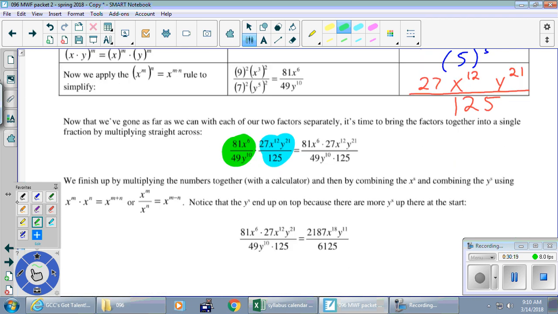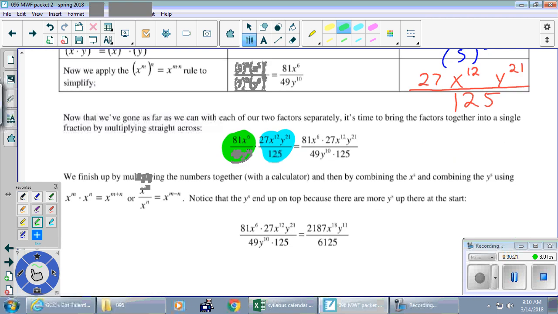Green and blue. Okay, so the green thing here does not look familiar to us, but if you just read and follow the same process we did, you will end up with that. Our red thing is copied right there, 27x^12y^21 over 125. And now multiplying fractions, do we need a lowest common denominator? No, we just multiply straight across. That's how we multiply.